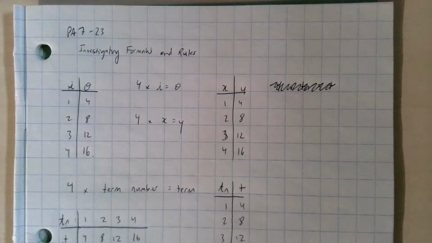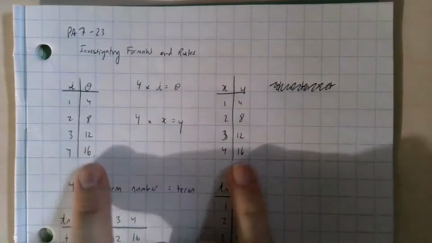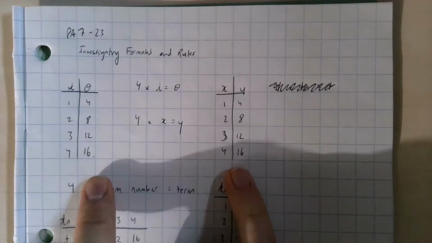Good morning, everyone. This is going to be on lesson Patterns in Algebra, grade 7, lesson 23. It's found on page 91. So, we have been discussing different ways to represent information and to discover rules and formulas. And here are two ways that we've talked about before that should be somewhat familiar to you.